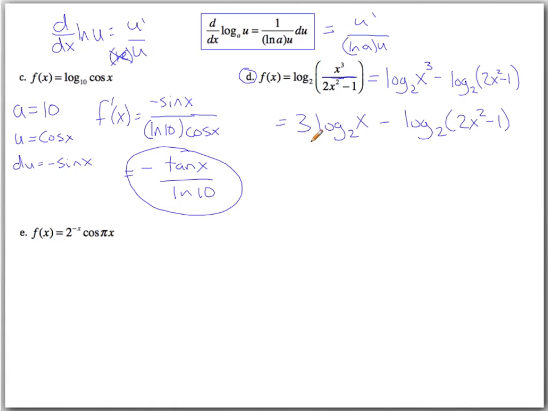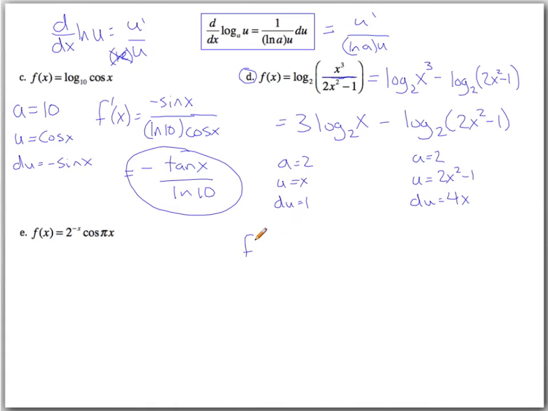Okay, and in this case, a is going to equal 2, u is x, and du is just 1. In this case over here, a is going to equal 2, u is going to equal 2x squared minus 1, and then du will equal 4x.